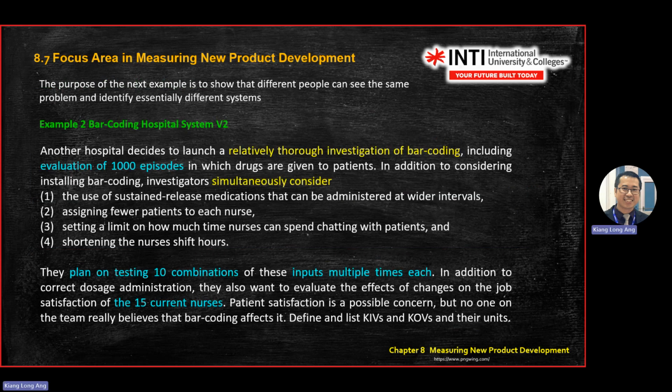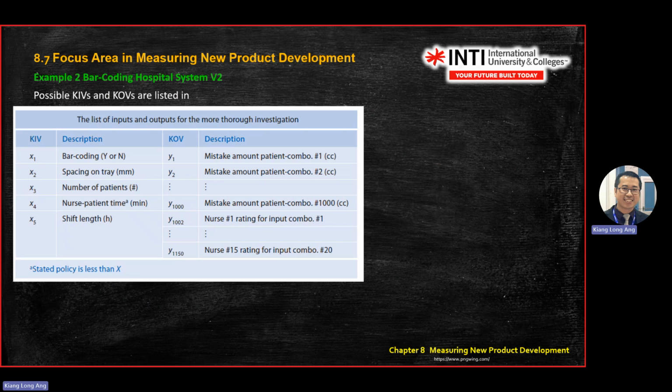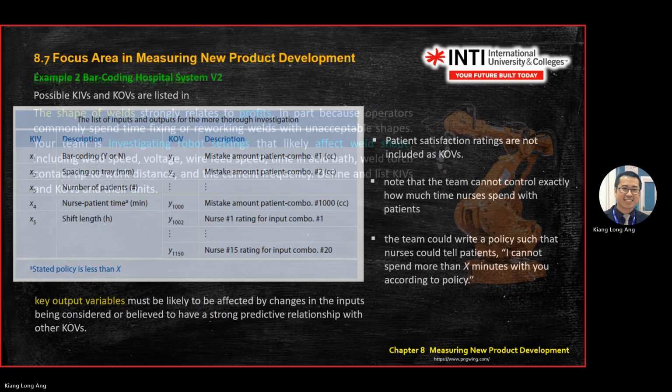Okay. Then this one is another example of how they evaluate things. In this case, it's barcode scanning in the hospital. So they want to consider all this. They want to achieve shorter shift hours, the nurse loading, the nurse looking after fewer patients and so on. Okay, then they set up the input and output in the system, then they monitor. Okay.